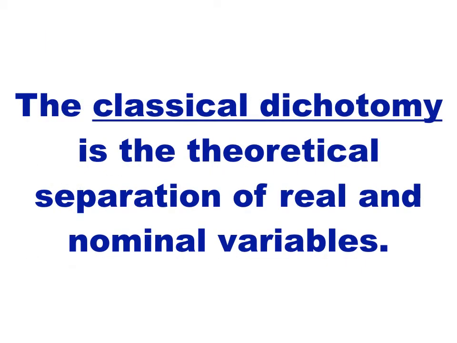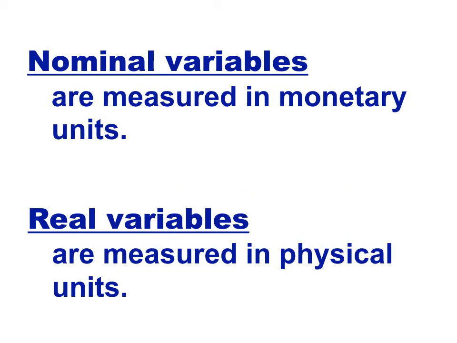The classical dichotomy is the theoretical separation of real and nominal variables. That is, nominal variables do not affect real variables in the long run. Nominal variables only affect nominal variables. You might recall from an earlier lecture that nominal variables are measured in monetary units. Real variables are measured in physical units.